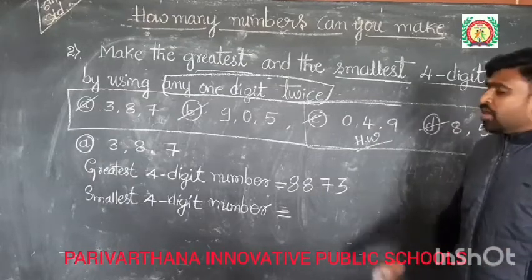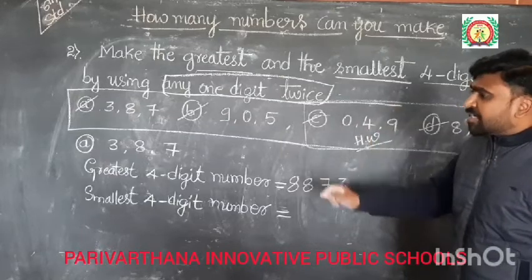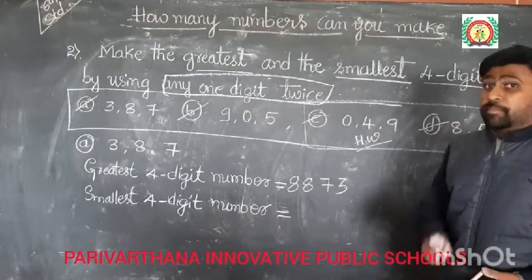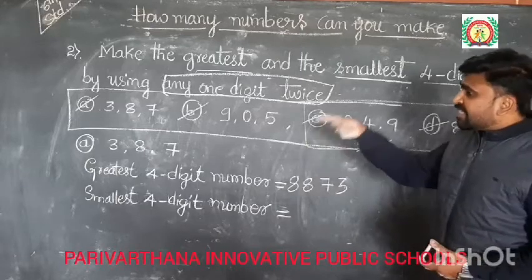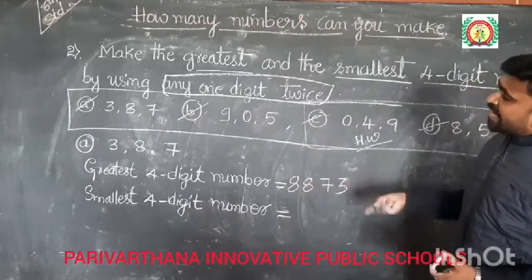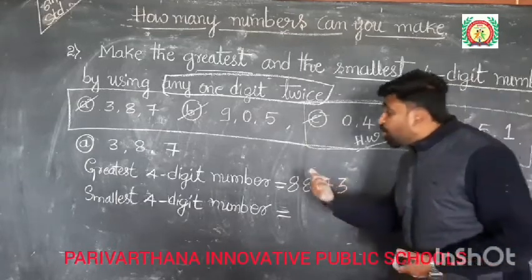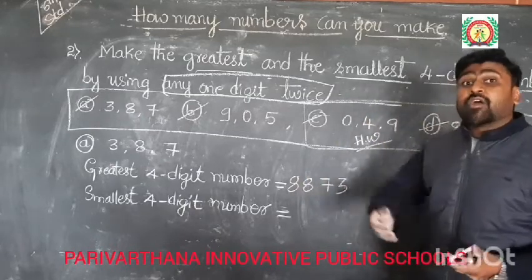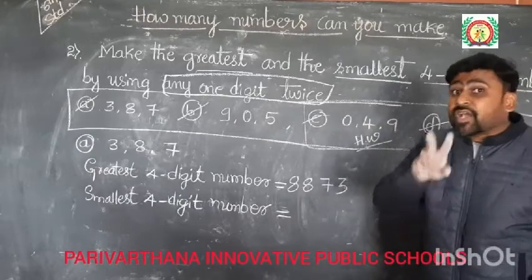8,873. Understood? We are going to find the greatest number. Which digit do we have to use 2 times? The great digit, the big digit. Here the big digit is 8. We have to use 8 as 2 times. For the smallest 4 digit number, the smallest digit we have to use 2 times.